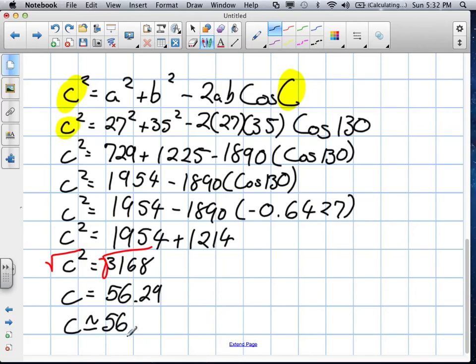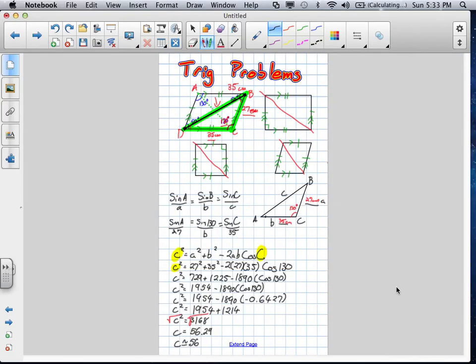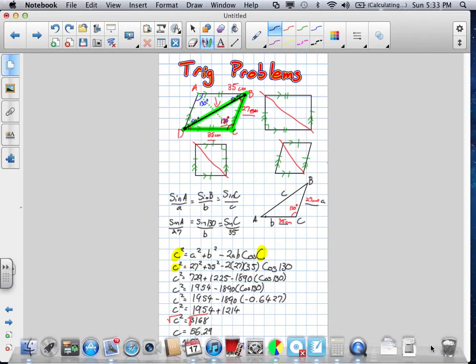So is there an option? Yeah, it says 56.3. Great, we were at 56.29. So the answer to that would be our B. Next question. Does that make sense? Quite a bit of work, eh?